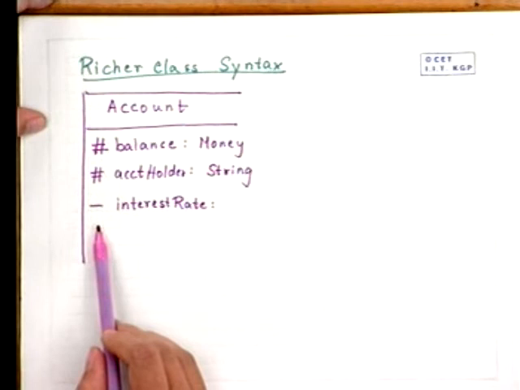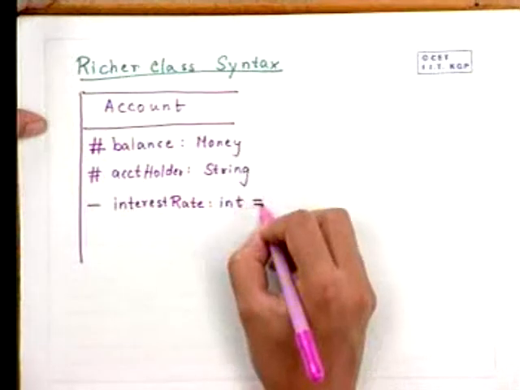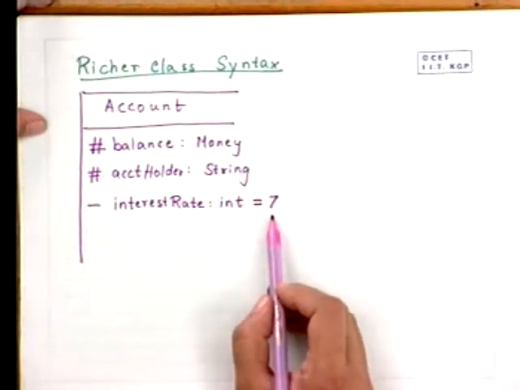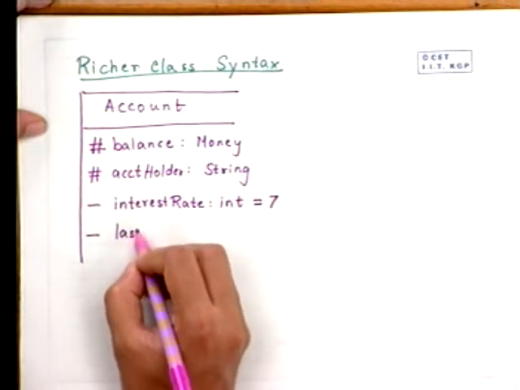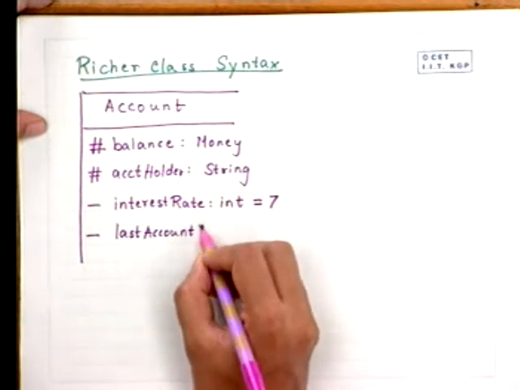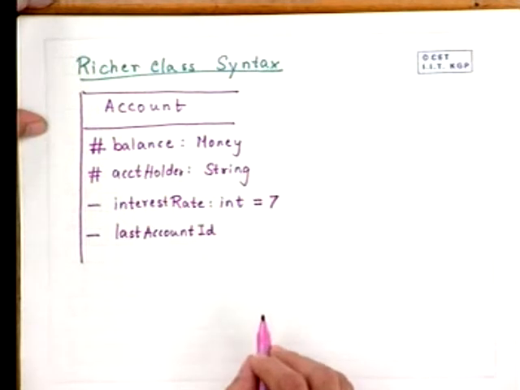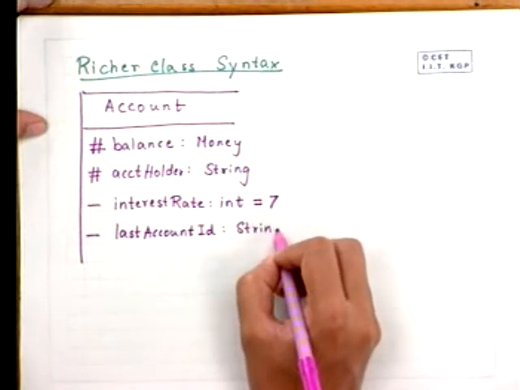This minus preceding the attribute interest rate implies that interest rate is a private attribute, which is of type int and whose initial or default value is 7, which we specify by equal to 7. Similarly, we have another attribute called last account ID, which is again a private attribute and it is of type string.